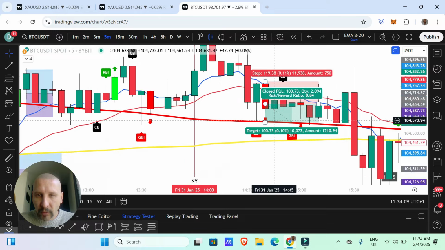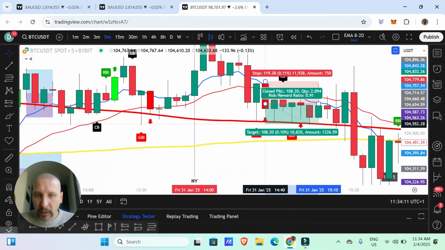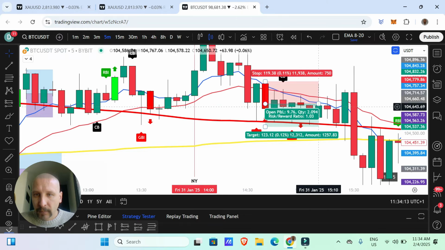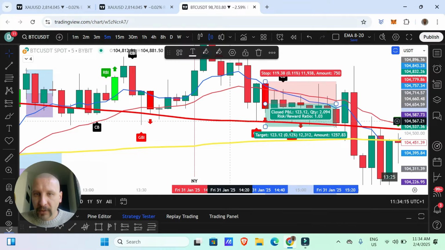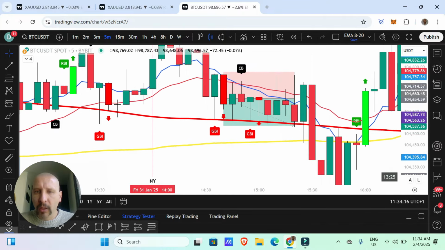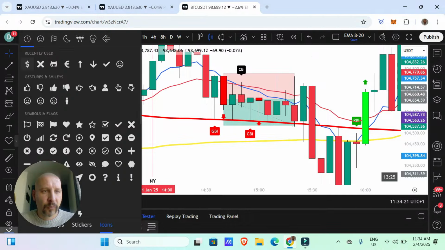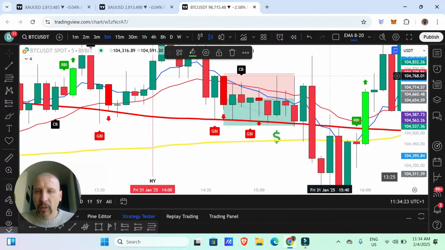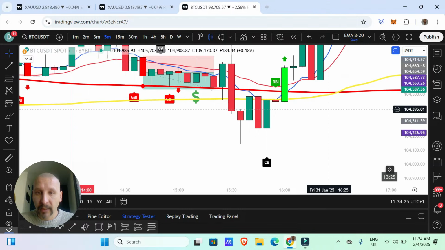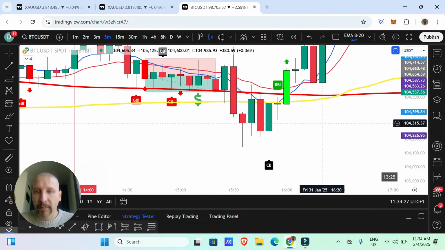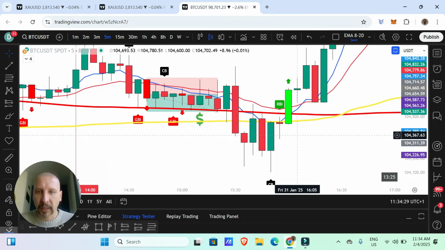Here we go, 120. And this would be a winner, but it will take us a long time to get there. Yeah, a long time, but it's a winner. And then let's continue. We got another setup, control bar strong coming up.